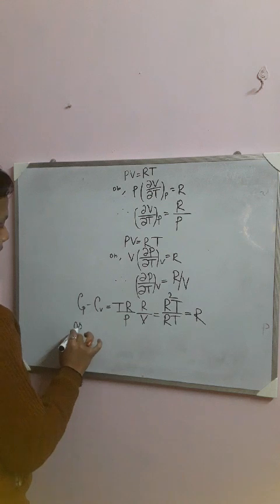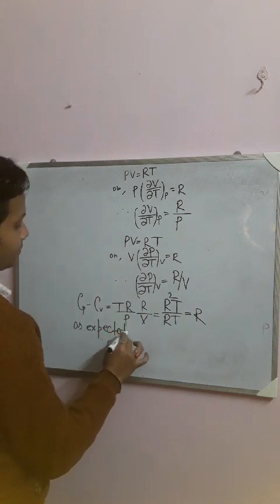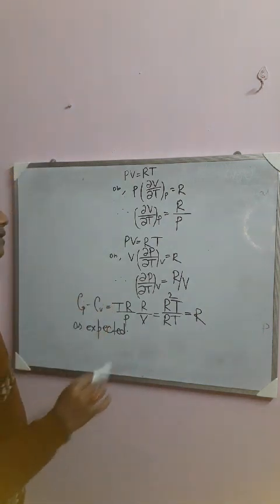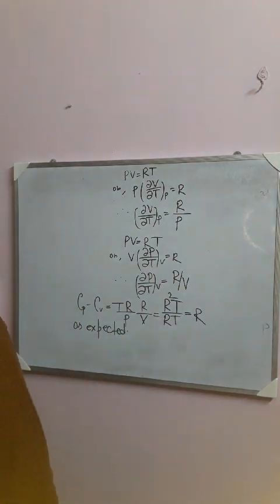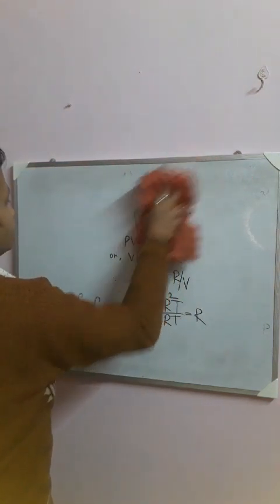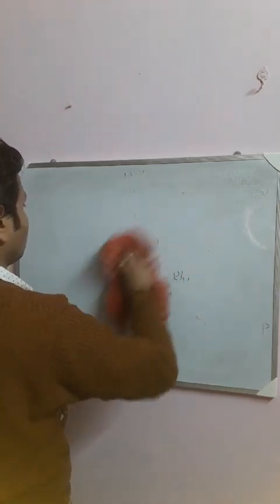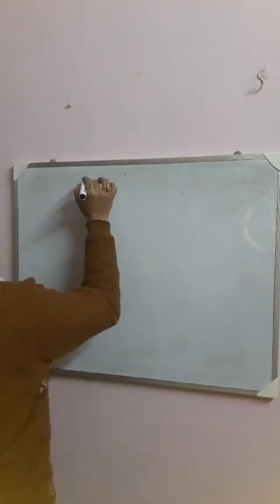As expected, by taking entropy as a function of volume and temperature and considering the gas to be ideal, it agrees with the difference between the two specific heats for an ideal gas. So this is one. Now let us move to the second issue.